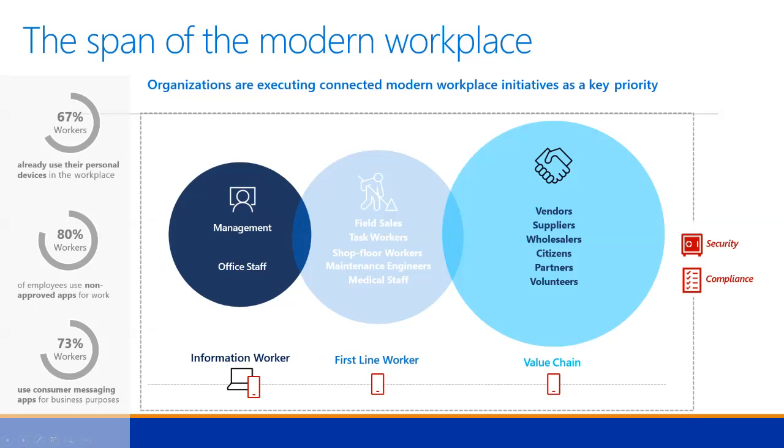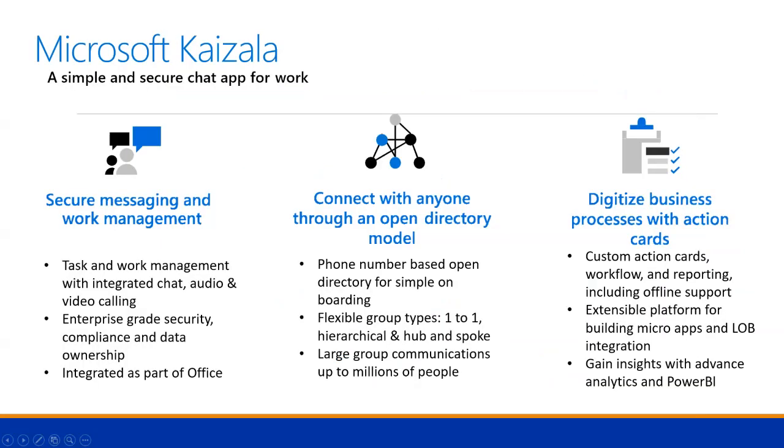So taking all these challenges, if you see the information worker, first line worker value chain, there has to be information or data which is shared between them. It has to have security, and there should be some compliance around the data which is shared, and there needs to be some kind of analyzing and aggregation of the data when it is shared. So how it is consumed and what is the impact of that information which is shared with the users. Considering all those factors, this is a new app which was introduced by Microsoft. The name of the app is Microsoft Kaizala.